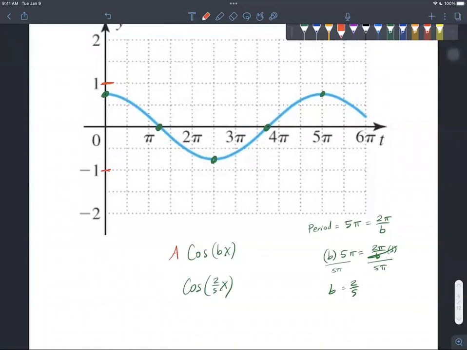And so here we're just going to eyeball this one. If something like this comes up on a quiz, it'll be fairly clear what the value of a is. In this case, it looks like this would be 0.5. So we'll say that this is 0.75 or 3/4. So we have 3/4 cosine of 2/5 x, and this is our function.